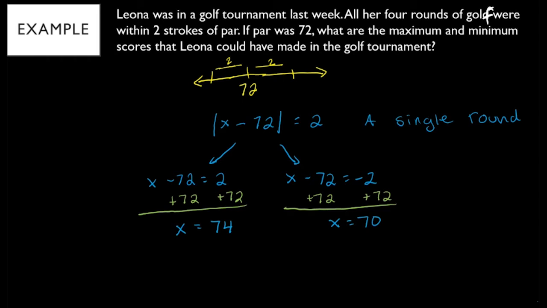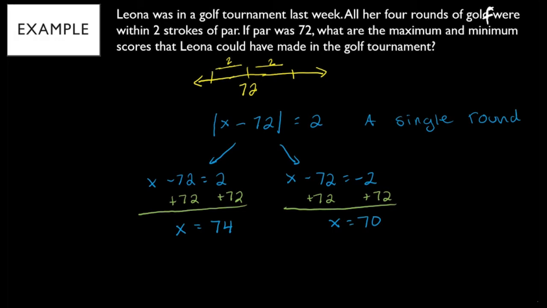If all of her rounds were within 2 strokes of par, and par is 72, then she made between a 70 and 74, and we're looking for the maximum and minimum scores, which would be 70 and 74. So this is something that's kind of trivial. You wouldn't necessarily solve it using algebra like this, but it's a good demonstration of what you're doing in your head, which is actually solving an absolute value equation.